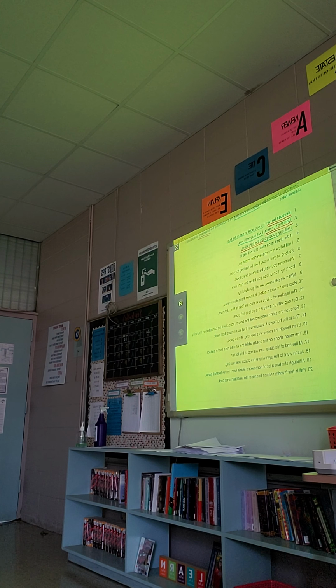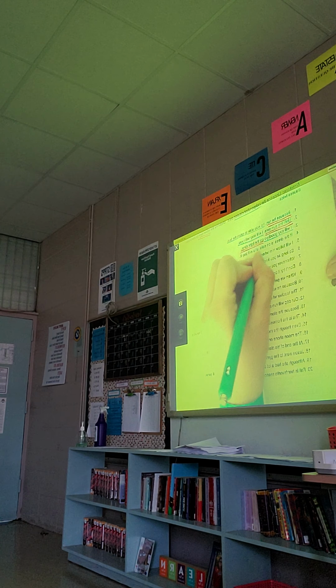If the dress is on sale, she will buy it. What is our subordinating conjunction? Yes, ma'am. If. Yes. If is our subordinating conjunction. So what would that make our independent clause? Yes, sir. She will buy it is our independent clause. Yes.